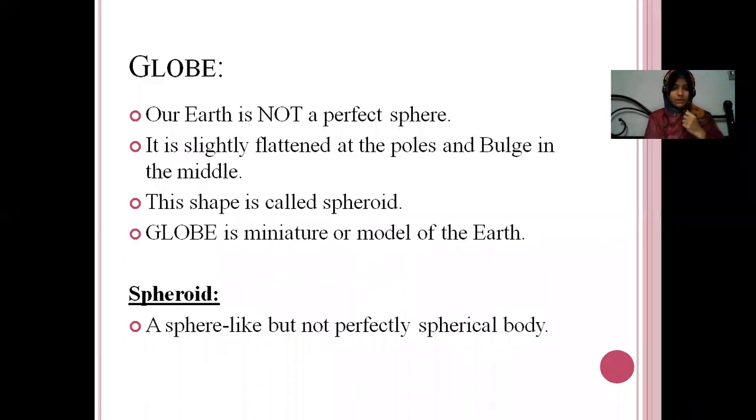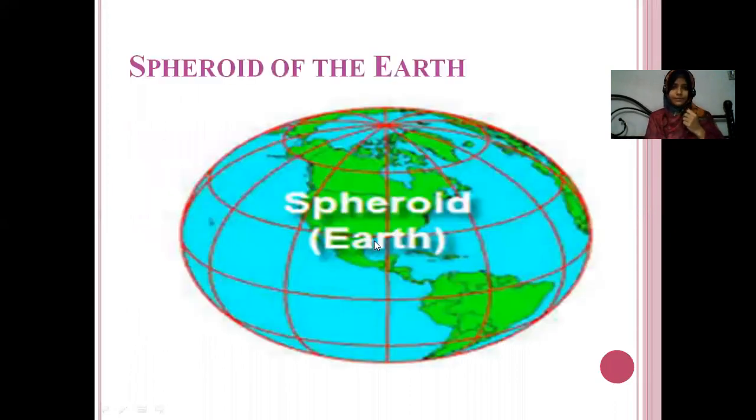So before starting off this topic, you should know, what is the shape of our earth? It's not a perfect sphere. It is slightly flattened at the poles and bulging in the middle. This shape is called spheroid. What is a spheroid? It's a sphere-like but not perfectly spherical body. So a globe is actually the model of the earth.